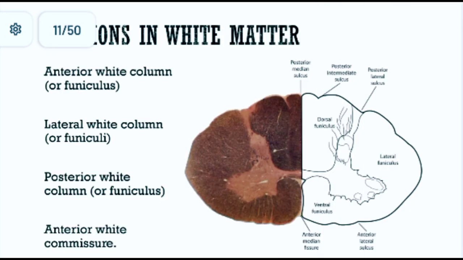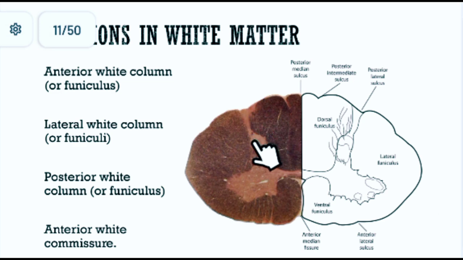So these are the columns. The divisions of the white matter that you can see. So this is the white matter. If you look here, we have got the gray matter. This is the gray matter, and then this is the white matter. This white matter has been partitioned into two parts by the gray matter.